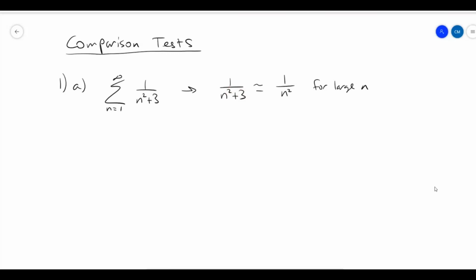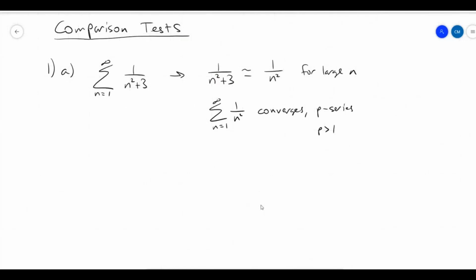And then look at what you're left with, and then see, well, what happens to this series after you decide that this is the one that it acts like? What happens to this one, 1 over n squared? This converges, because it's a p series. We know now what we're going to do. We're going to compare our series, the 1 over n squared plus 3, to this series that we know what is going to happen. So here's the comparison then.